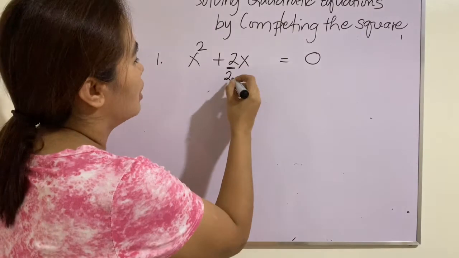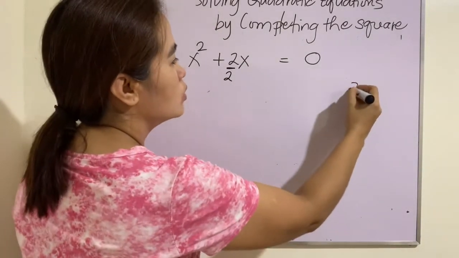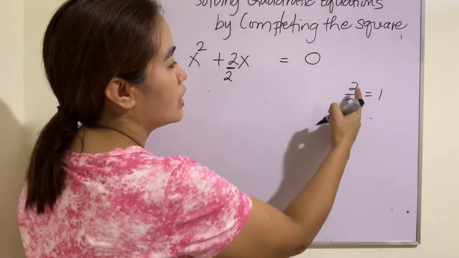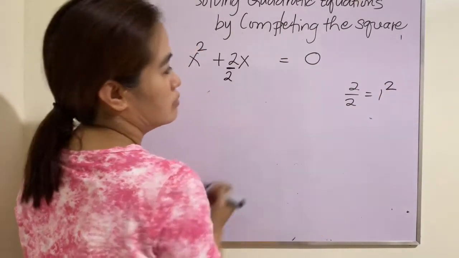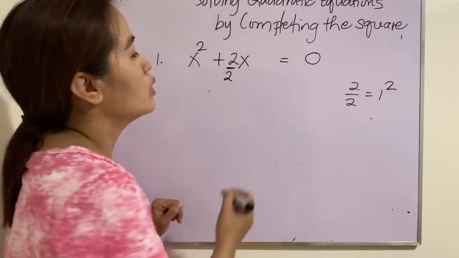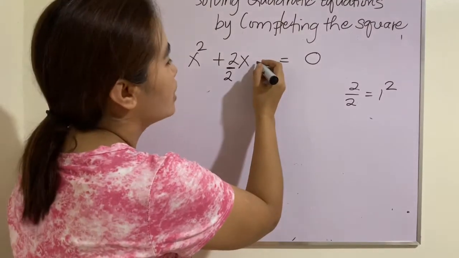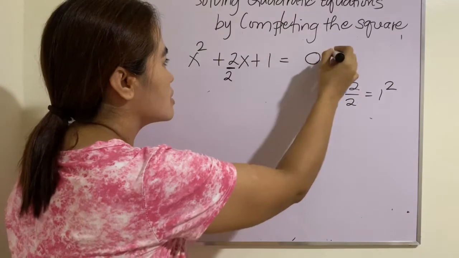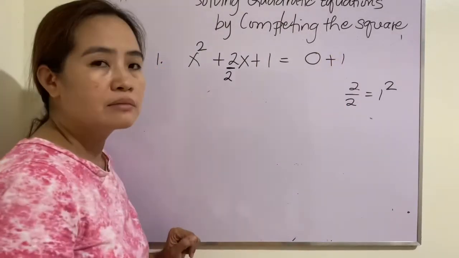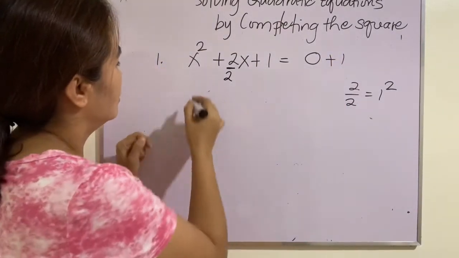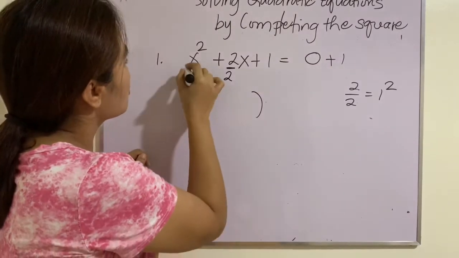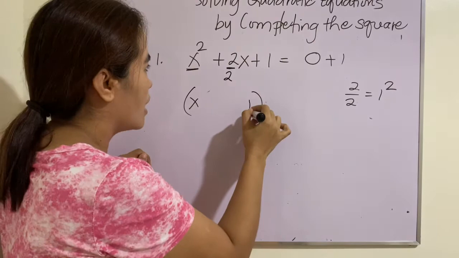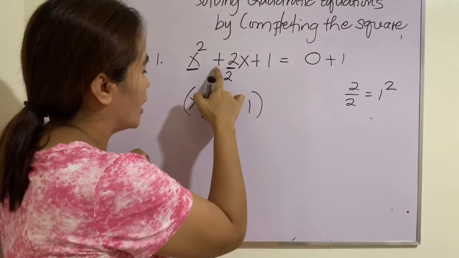So 2 divided by 2 is equal to 1. And then whatever the result is, you square it. Okay? So that will be equal to 1. 1 times 1 or 1 squared is 1. So you add it to both sides, just like that. And then after that, you get the square root of this. It's x. You get the square root of this. It's 1.